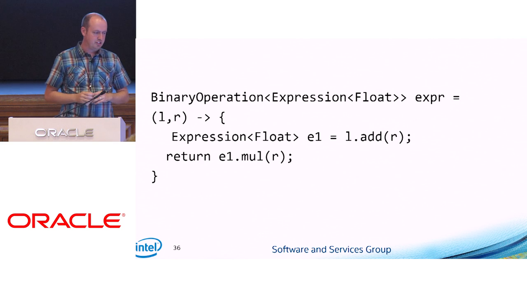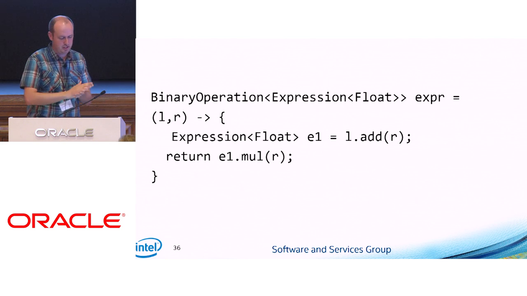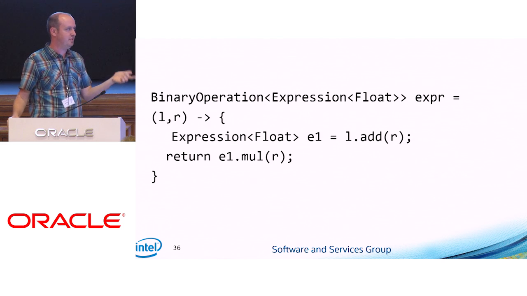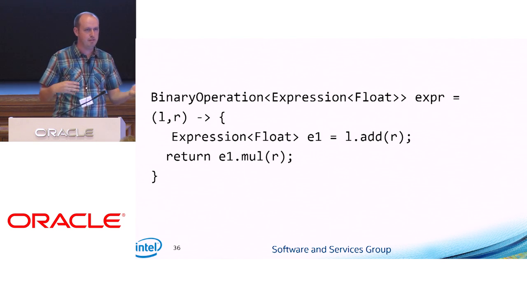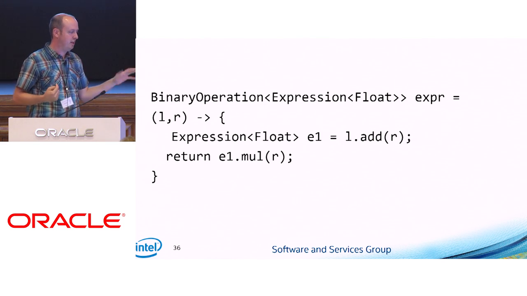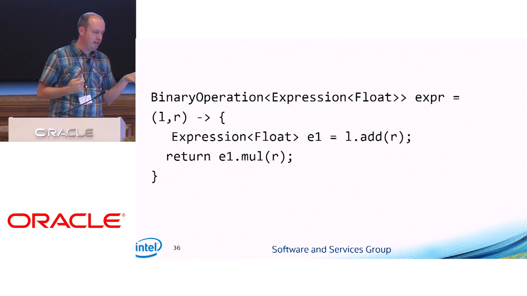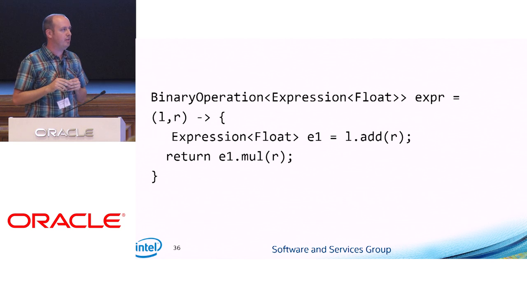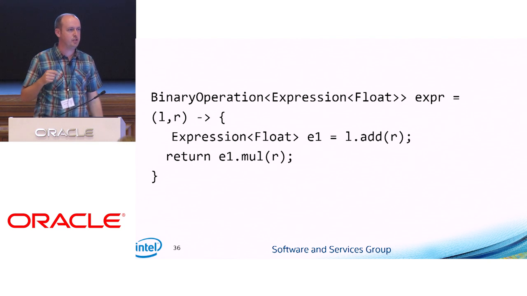So what this looks like is you have a binary operation, a classic binary operation, parameterized by this expression type, which is itself parameterized by the type of the constant leaf nodes. So you have an expression left, right, but instead of being a body that you execute directly, you're now using sort of a functional symbolic trick.